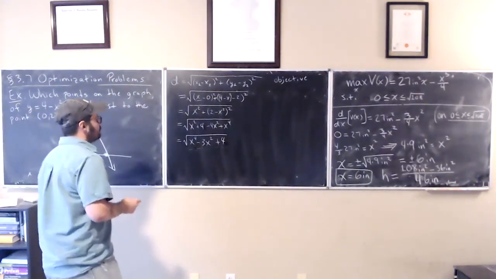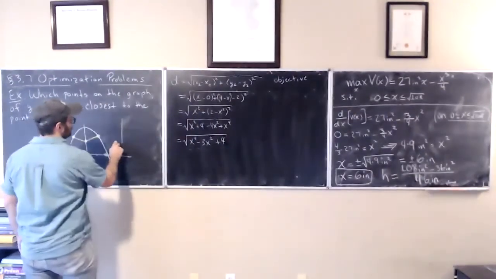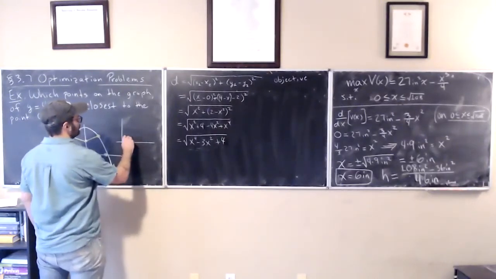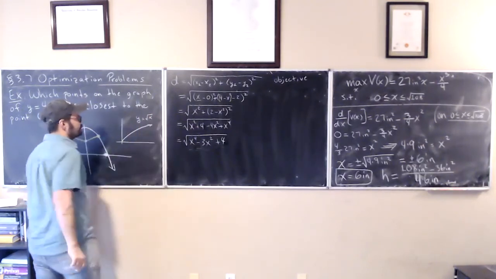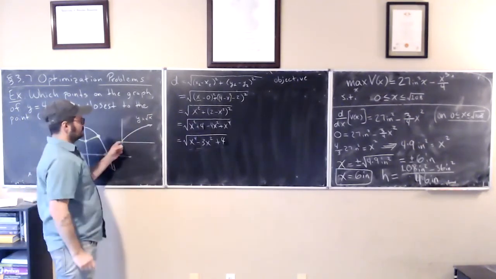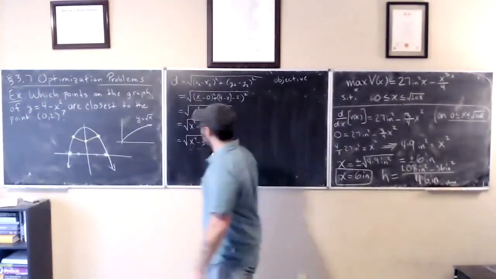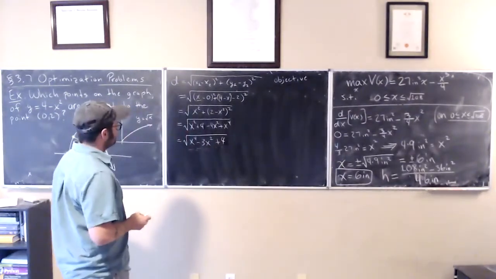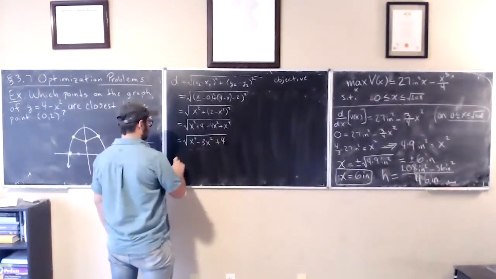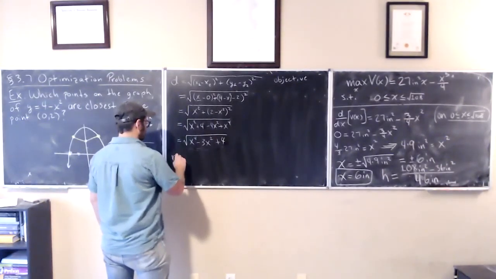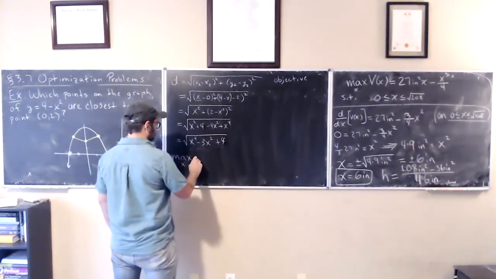So now, notice the square root function. What does the square root function look like? It looks like this. Right? So as x is increasing, the function y is increasing. So maximizing this is equivalent to maximizing the following. We're finding the max x for this.